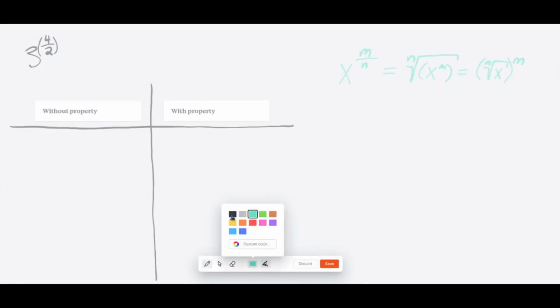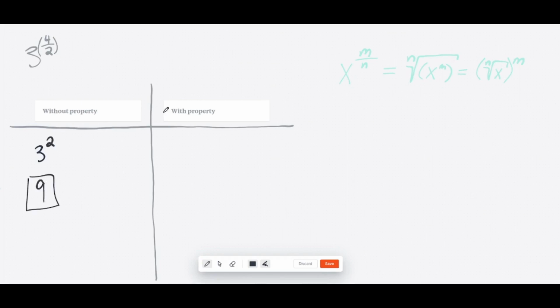So if we do not use the property, then as I just said, we'll have 3 raised to the power of 4 divided by 2. 4 divided by 2 is equal to 2, and then 3 squared will equal 9. So we expect to get the answer 9 on this side. Now, there's actually two separate ways that we can do this. So we can look at it with this first way or this second way.